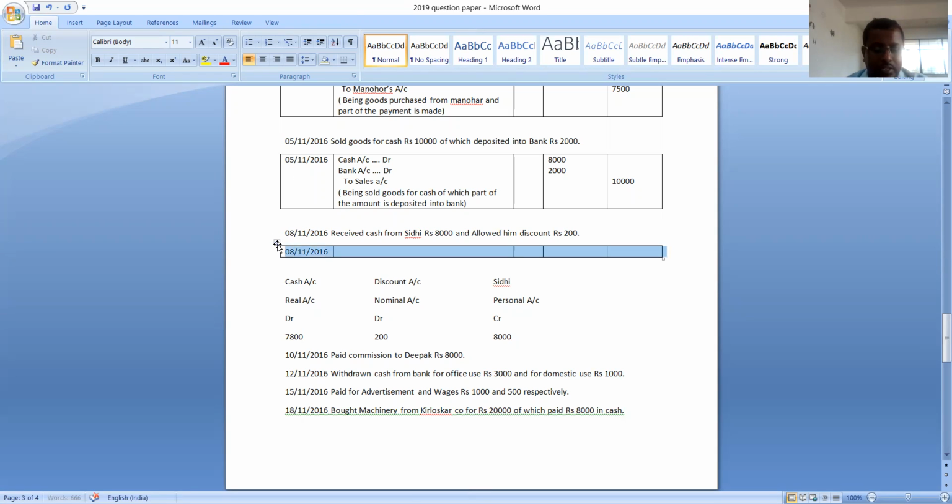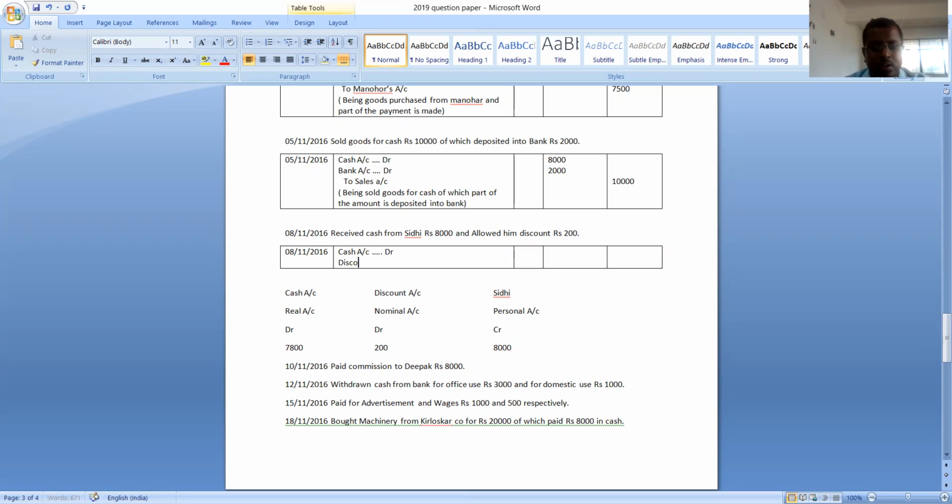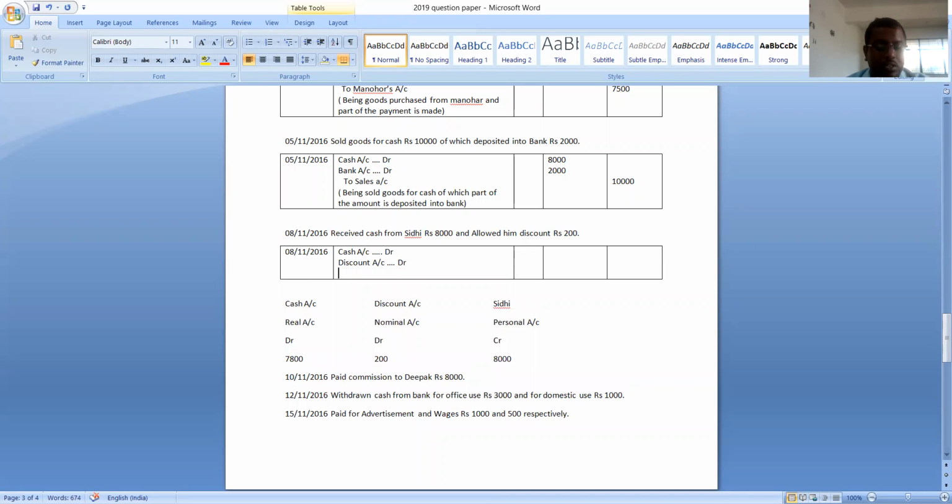So let us write the journal entry now. Okay. So in particulars column, which account should be debited? Cash account should be debited. So cash account debit. Again, which account should be debited? Discount account should be debited. Yesterday I was telling you people that cash account and discount account usually will appear together. So cash account debit, discount account debit, to Siddhi account, because Siddhi is the giver.